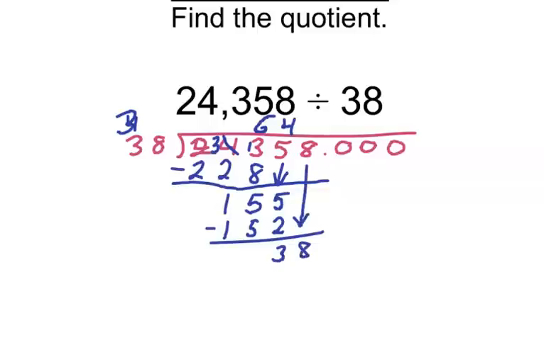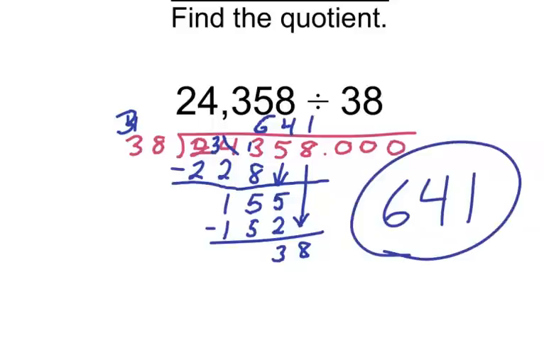Perfect. How many times does 38 go into 38? 1 time. All right, we didn't need any of the zeros. So the answer is 641. That's how we find that quotient.